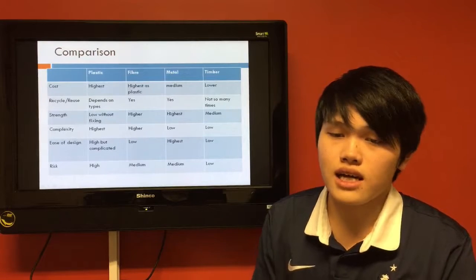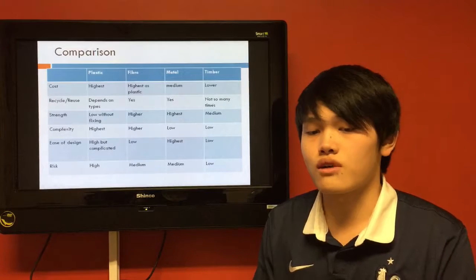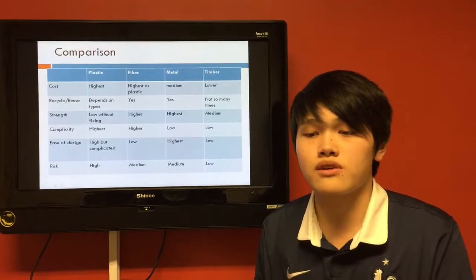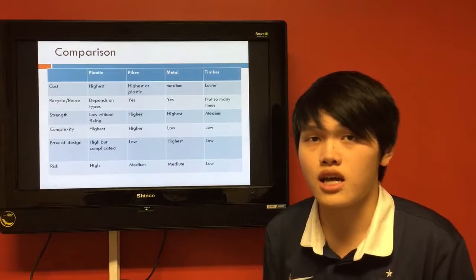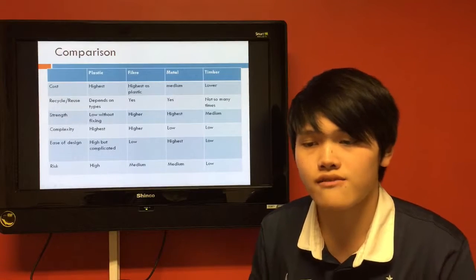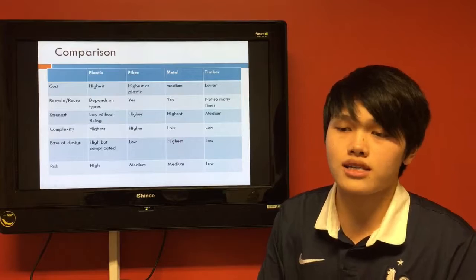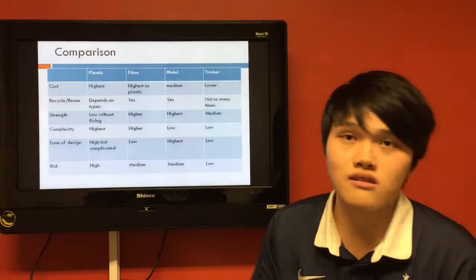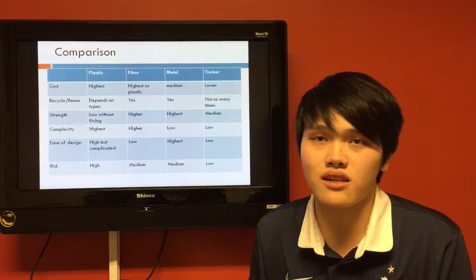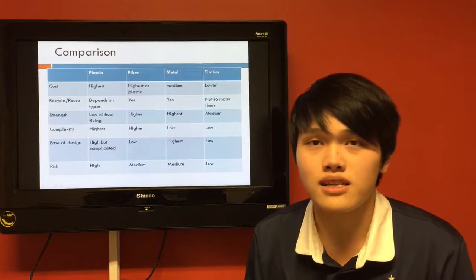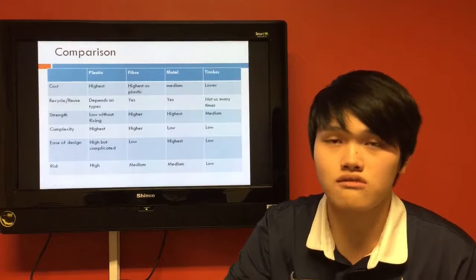And for ease of design, plastic and metal are very high and very easy to design because they are flexible and ductile, and can be shaped into any shape you want. The fiber and timber are hard, and timber has some biological limitations, so timber cannot be shaped into too many shapes for concreting.